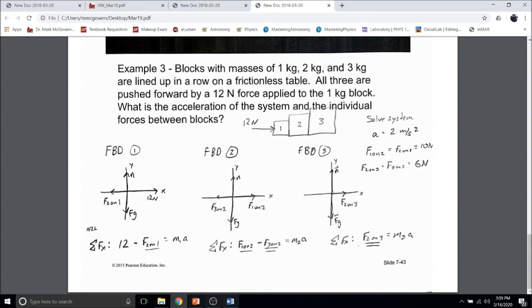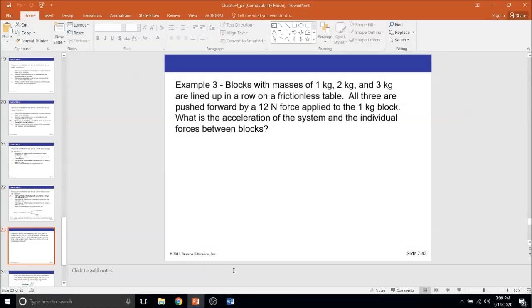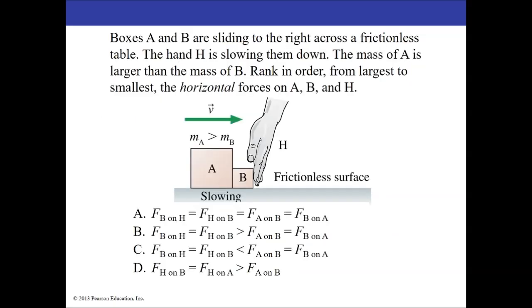All right, so let's move on to the last parts of the lecture here. Now a conceptual question based on what you learned here. Blocks A and B are sliding to the right. A hand steps in the way, and the hand is attempting to slow them down. We know that the mass of A is larger than B. We want to rank in order from largest to smallest the horizontal forces on A, B, and H. So spend a good time looking over this. You may want to pause the video and really ponder what's going on here.